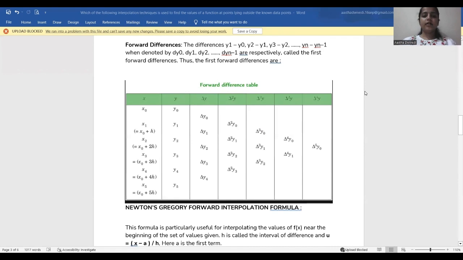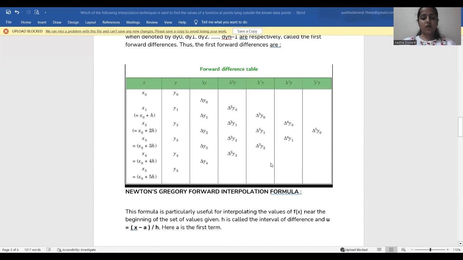Forward difference. The differences y1 minus y0, y2 minus y1, y3 minus y2, and so on, when denoted by delta y0, delta y1, delta y2, and so on, are respectively called the first forward differences. Thus, the first forward differences are: x0, y0, and its difference will be delta y0; x1, y1, delta y1, and so on.